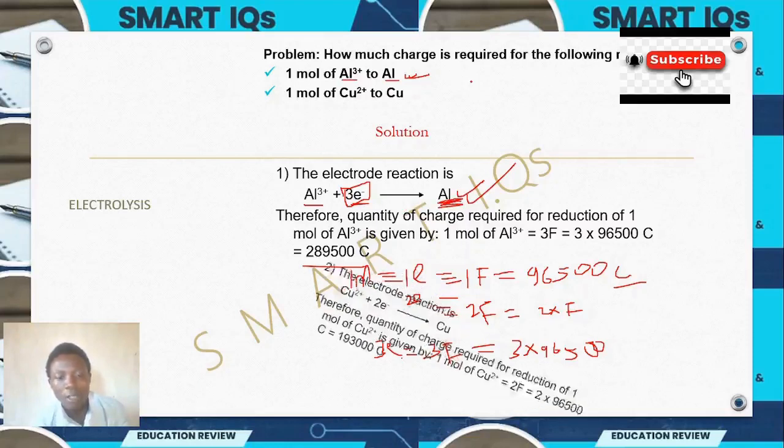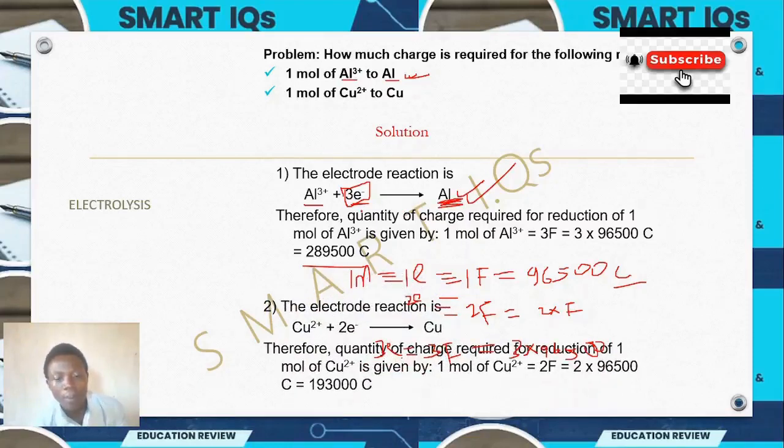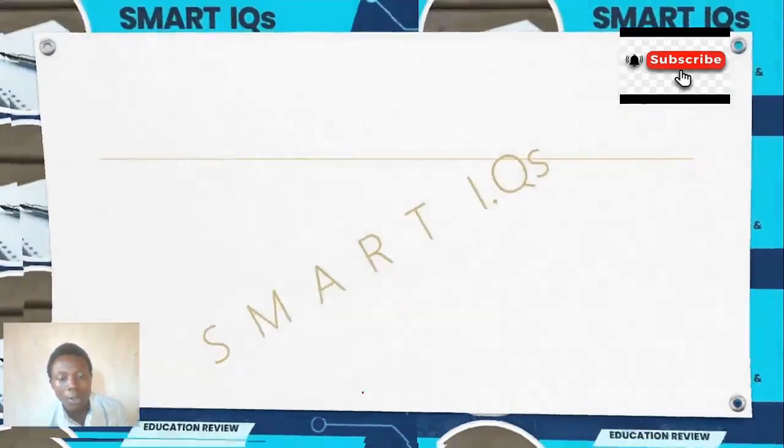So for the second equation, without wasting much of our time, as you can see, we have two electrons. If you consider what I've stated earlier, 2 electrons will be equivalent to 2 Faradays. And 2 Faradays become 2 times 1 Faraday, which is 96,500. Then the amount of charge that will be needed for this to become copper atom will be 193,000 coulombs. Are we together? Good. So let's continue.